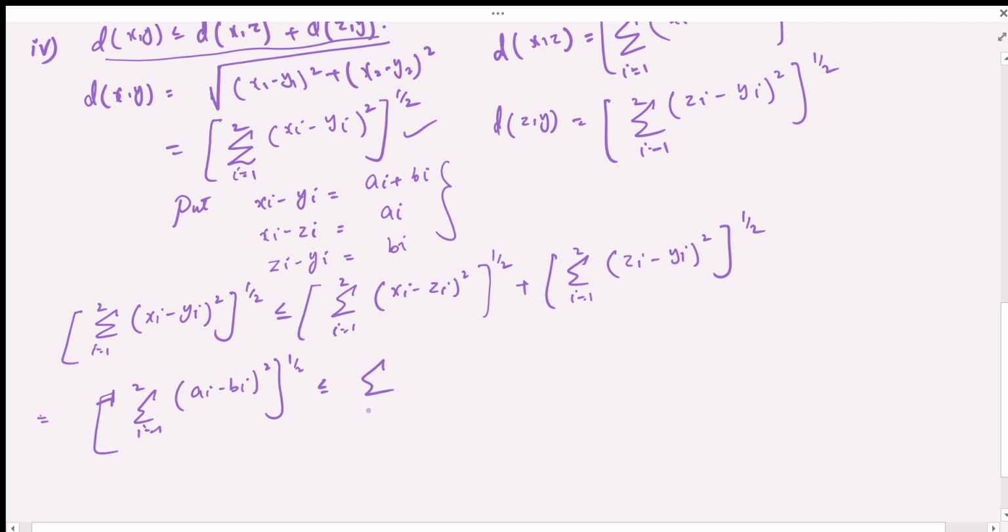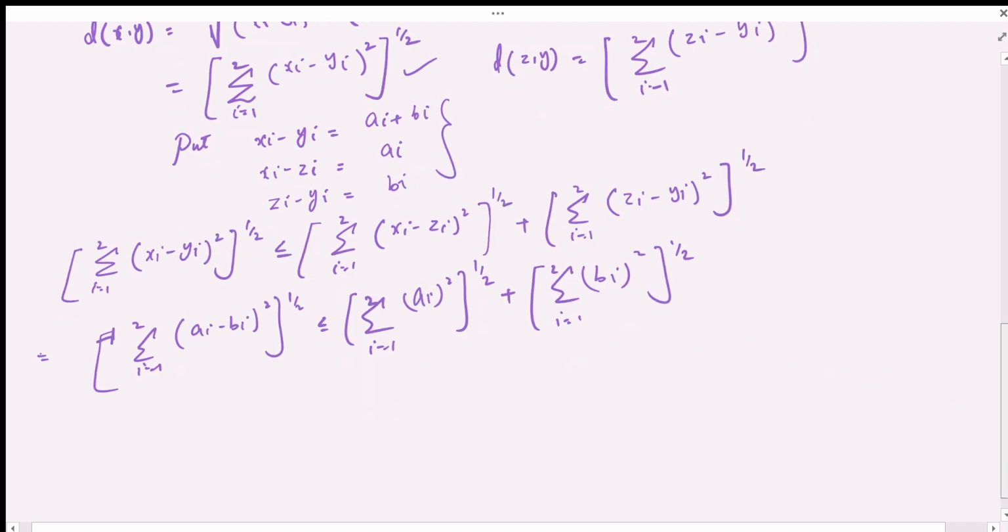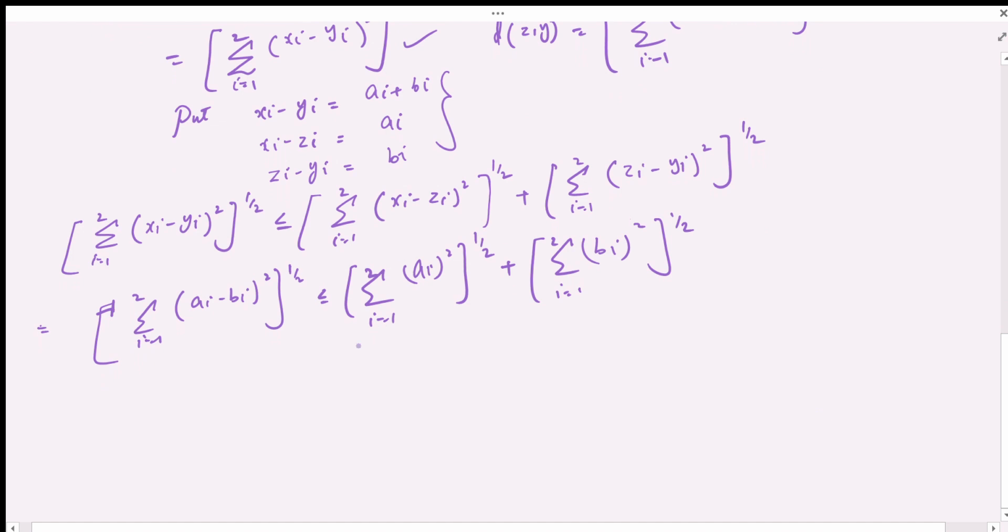It is less or equal to summation i equal to 1 to 2, ai whole square, having the power 1 over 2, plus, similarly, summation i equal to 1 to 2, bi power 2, and 1 over 2. Now what you will do, you will square on both sides. So squaring on both sides, what you will get?